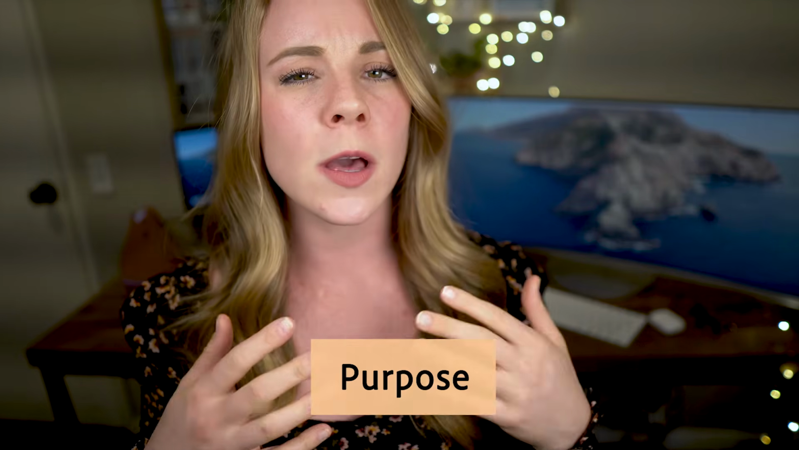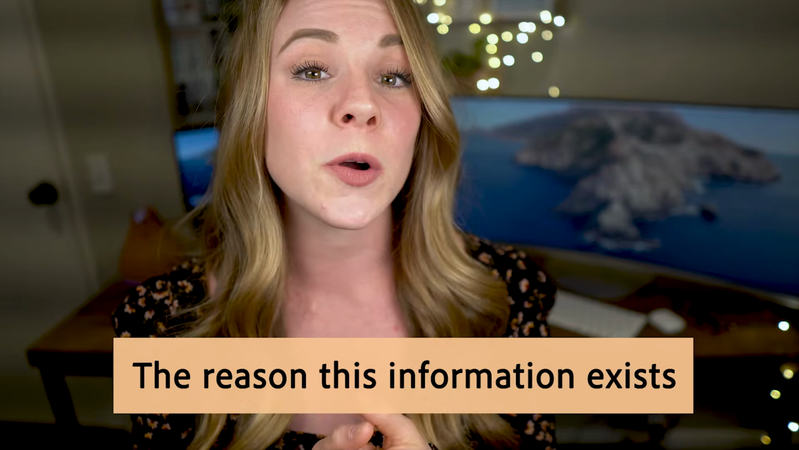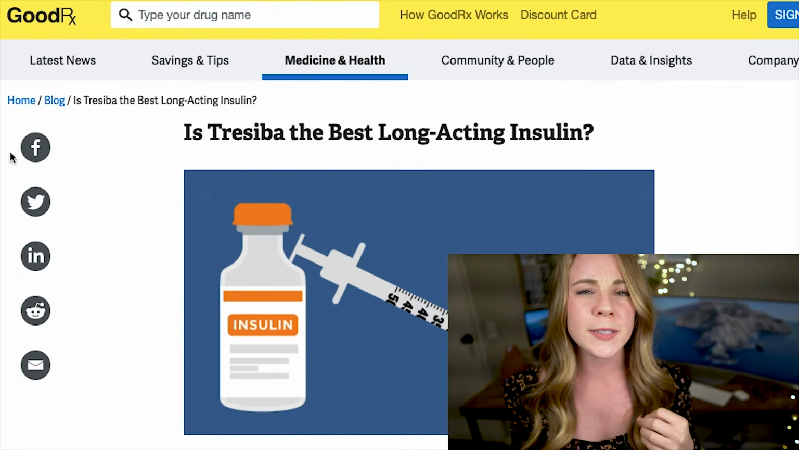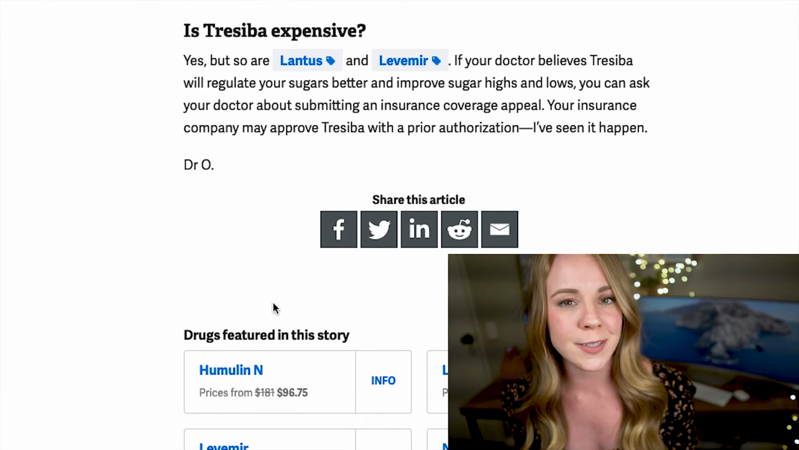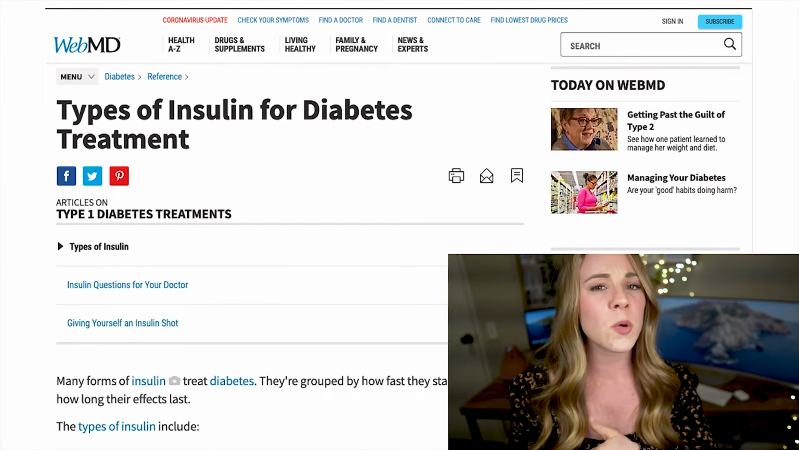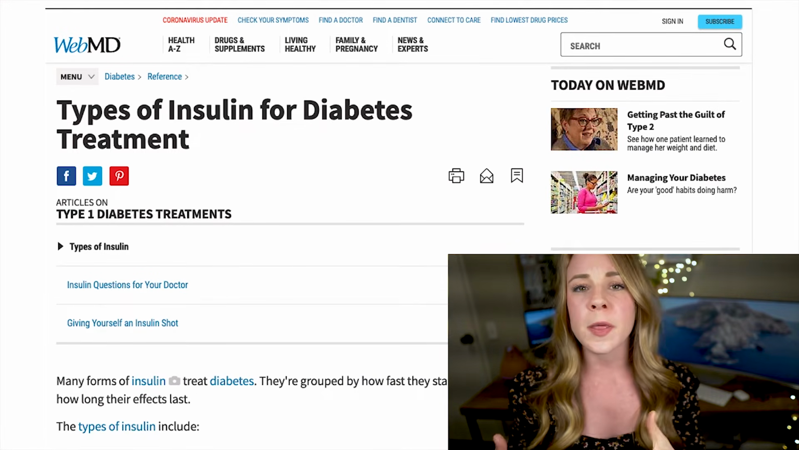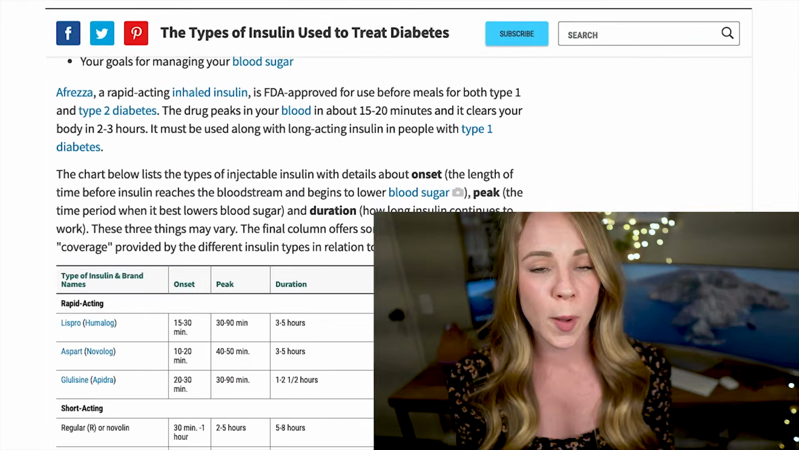We're to the fifth element in the CRAP test, which is purpose. And purpose is simply, why does this information exist? Here, you want to be real careful about bias. So let's say you're reading an article. Does it come from a medical company who's quasi trying to promote their product? Or is it written from a qualified organization like the World Health Organization, WebMD, the Mayo Clinic, where their purpose is mainly just to get facts out to the general public?